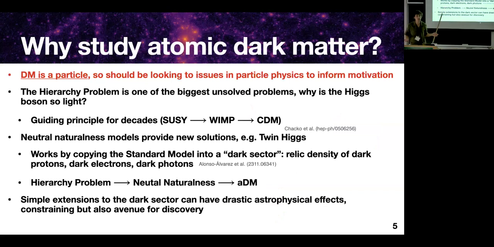Importantly, why should you care about this model? A good motivation to have: I'm going to say dark matter is a particle. Well, we know 10% could be PBHs. Hope that's not too controversial. But we should be looking to issues in particle physics to motivate what we're considering for dark matter candidates. For the last few decades, the hierarchy problem has been one of, if not the biggest, unsolved problems in particle physics. It essentially boils down to: why is the Higgs boson so light? And as I said, this has been a guiding principle.